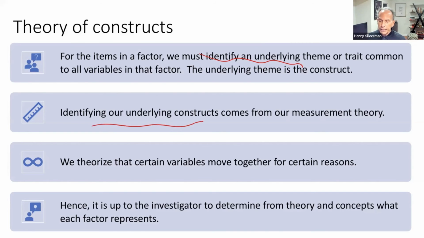Identifying our underlying construct comes from our theory of all the different constructs in what we want to measure. And essentially, we theorize that certain variables move together for certain reasons. Hence, it is up to the investigator to determine from theory and concept what each factor represents. You look at all the questions in the factor, and from theory, we label that factor.